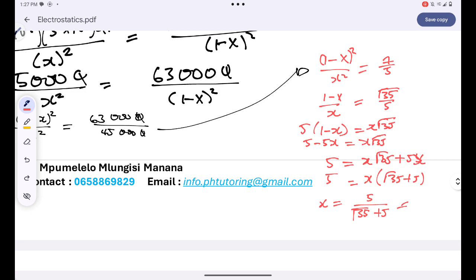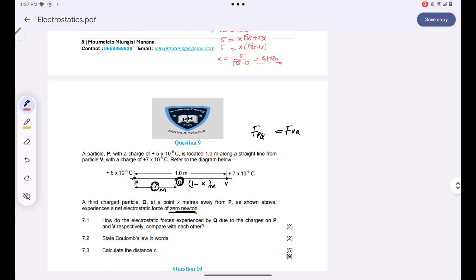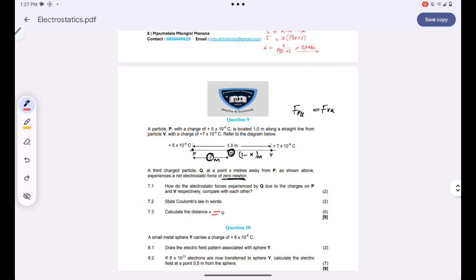And then my answer will be 5 divided by the square root of 35 plus 5. So this is simply equal to 0.458 meters. So the distance of x is just 0.458 meters. That's how we're supposed to tackle that question over there.